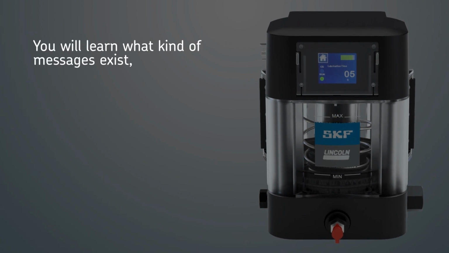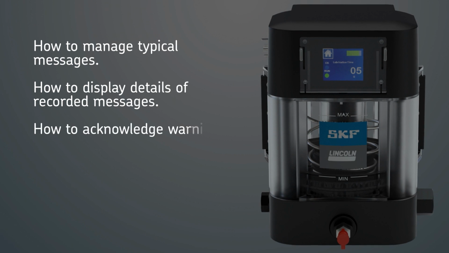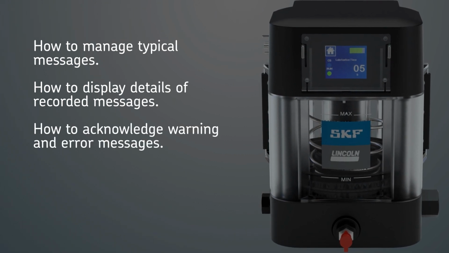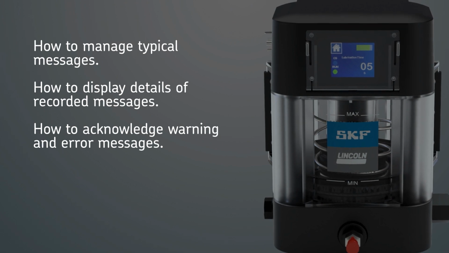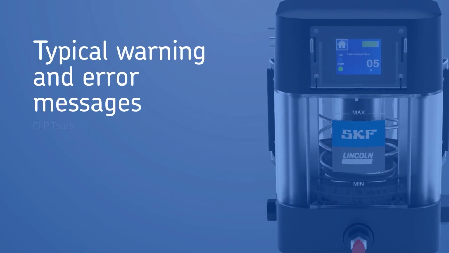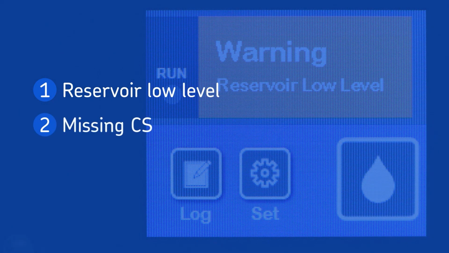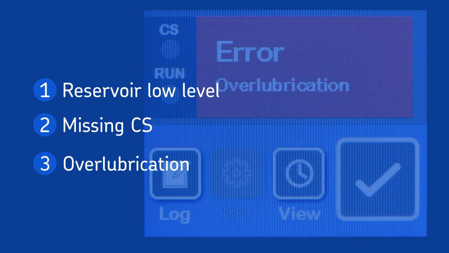You will learn what kind of messages exist, how to manage typical messages, how to display details of recorded messages, how to acknowledge warning and error messages. Typical warning and error messages: reservoir low level, missing cycle switch, CS, over lubrication.